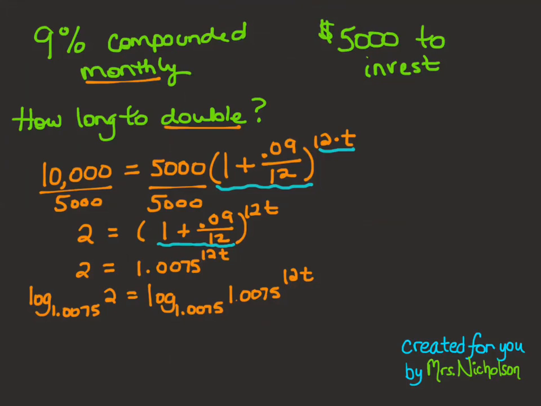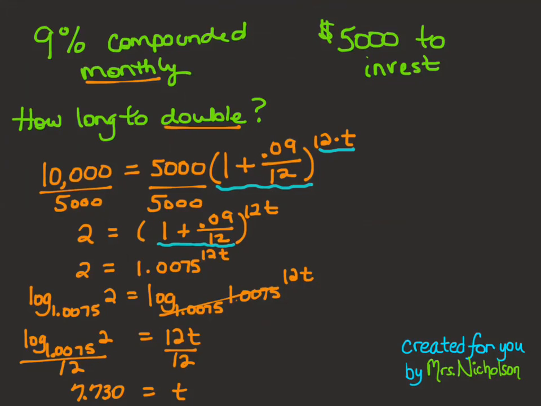And the log base 1.0075 of 1.0075, those cancel out. And so I'm left with 12t is equal to log base 1.0075 of 2. And then my final step to get t by itself is to divide by 12. And if you put that whole expression in your calculator, we're going to end up with 7.730 years. And so that means at 9% interest, it's going to take 7.7 years for my money to double.